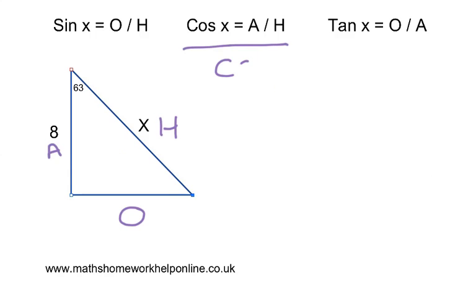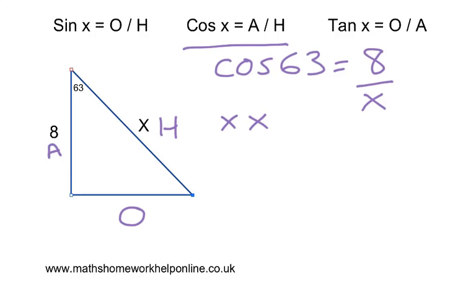So we've got cos, the angle, which is 63, is equal to A, which we know is 8, over H, which we know is x. So this time x is on the bottom. So because it's divided by x, we want to move that to the other side. So when we do that, we get that x times by cos 63 is equal to 8.